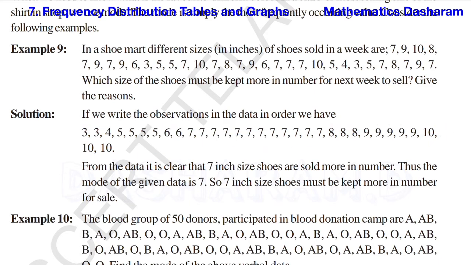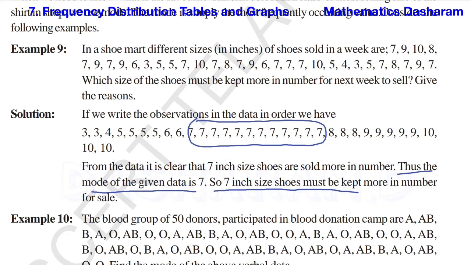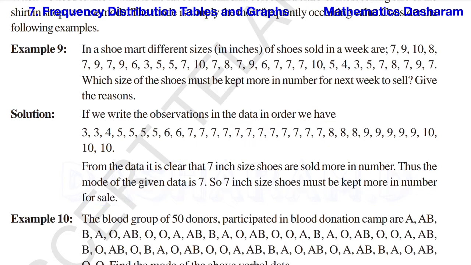In this order, from the data it is clear that 7 size shoes are sold more in number. Why? Because here 3 repeated 2 times, 4 only once, 5 repeated 4 times, 6 repeated 2 times, 8 repeated 3 times, 9 repeated 5 times, 10 repeated 3 times, but 7 repeated more number of times compared with other sizes. Thus the mode of the given data is 7. So size 7 shoes must be kept more in number for sale next week.